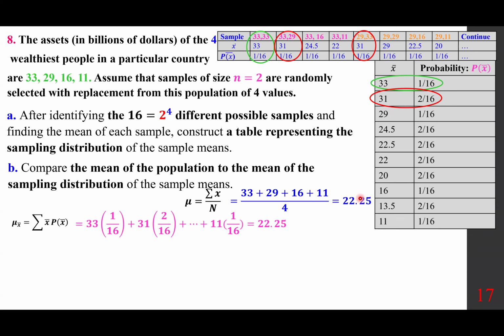They are identical. They are equal. Mu and mu of X bar are both equal to 22.25.